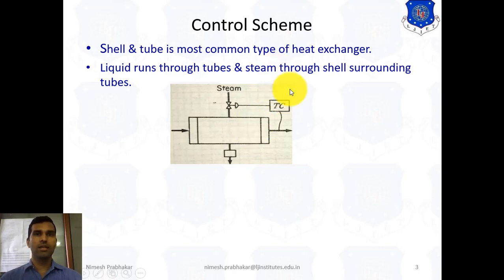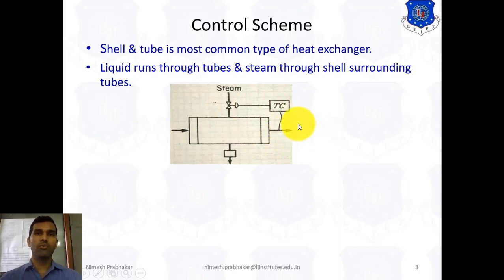Now, to understand the control scheme, what is the basic purpose of the control scheme? Here our controlled variable is the outlet temperature of the fluid. This is the inlet and this is the outlet. We have to control the temperature of the outlet fluid. In the inlet we give water and at the outlet we get water. In the inlet the water temperature is low and we have to increase it. So here we have to control the outlet temperature. This is the main purpose of this control scheme.